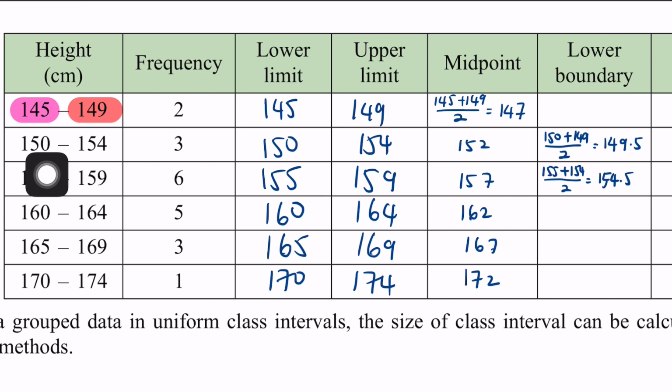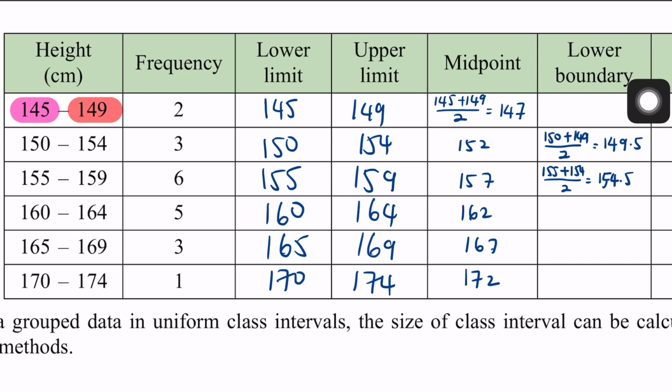Okay, kalau awak nampak pattern di sini, nampak tak kita punya upper limit is 149, kita punya lower limit is 150, kita punya lower boundaries is 149.5. Di sini kita ada 155, kita punya lower boundaries is 154.5. Nampak tak pattern di situ?